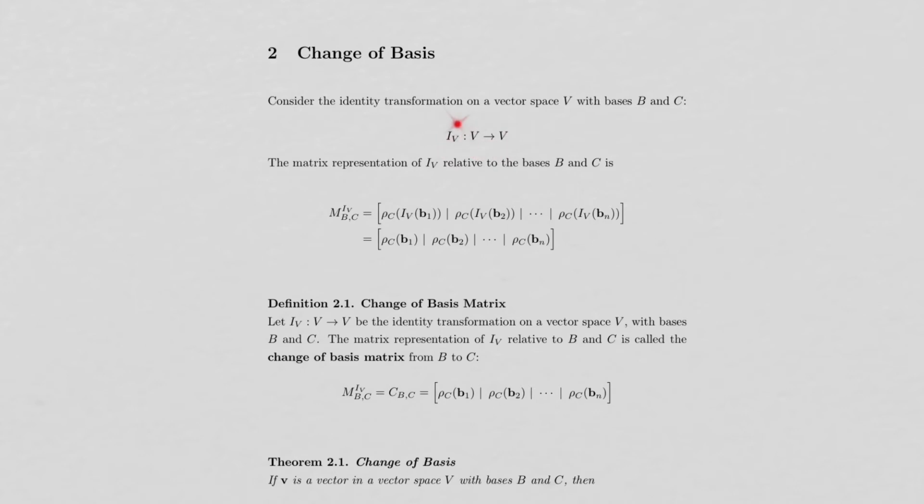Well, what would the matrix representation of I relative to two different bases B and C look like? Well, it would be the coordinate vector relative to C of I of B1 and then I of B2, etc. Well, I of B1 is just B1 because I maps every vector like B1 back to itself. So I just have the coordinate vector of B1 relative to the basis C, the coordinate vector of B2 relative to C, etc. And then we're going to call that thing the change of basis matrix. Since the transformation isn't doing anything to the vectors, the only thing that's changing is the basis. We're going from one basis to another.